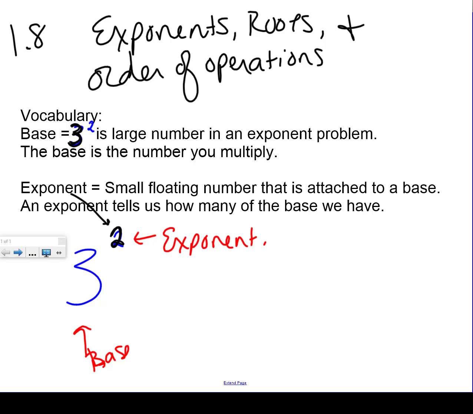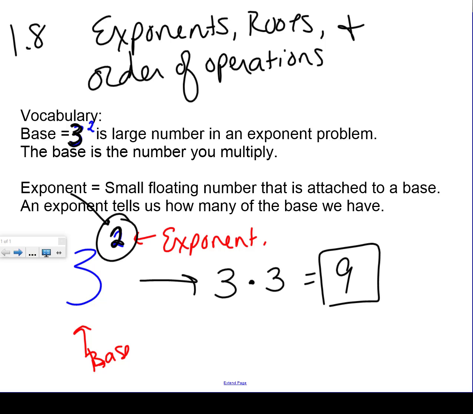An exponent tells us how many of the base we have. So taking this example problem, we have 3 being multiplied together twice, meaning we have 2 of the base. This is not a 3 times 2 problem, it is a 3 times 3 problem, which is a 9 answer. Okay, so let's try several of these to help us make sense of them.